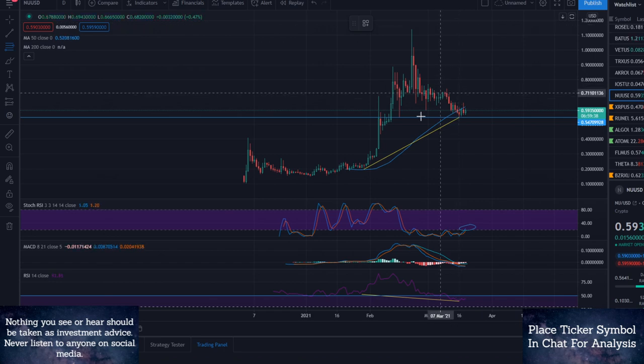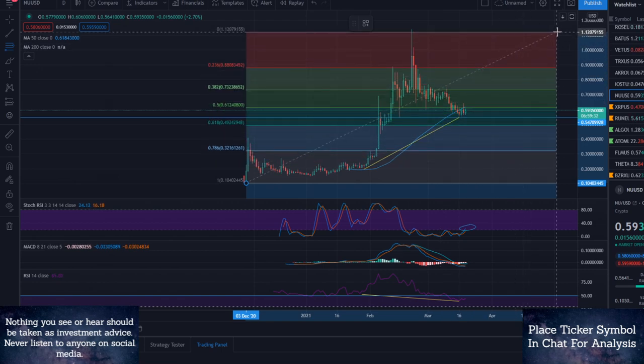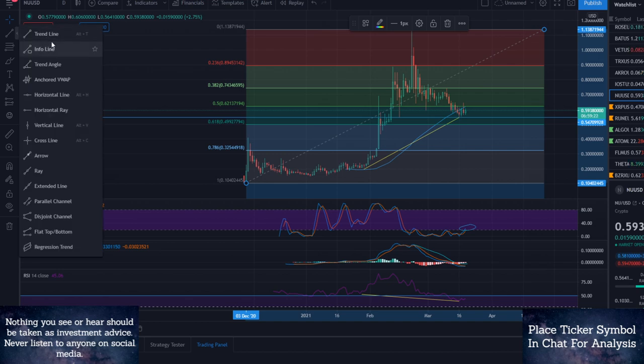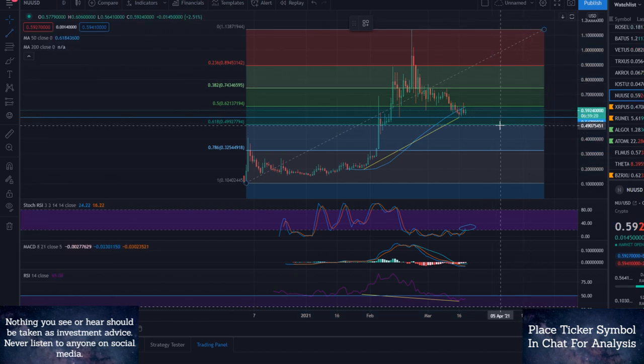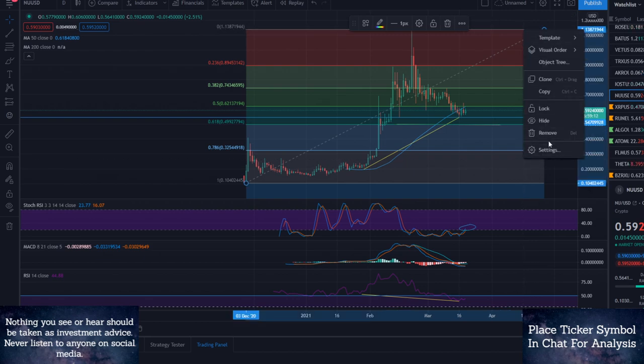Now, where is this going to retrace to? Well, let's take the beginning of this impulse and let's actually take it right back here to the top of this impulse. Okay, and we can see between this 5.4 mark and this 50-cent mark, we do have support. So I'm going to put another line right there, and then I'm going to remove this.